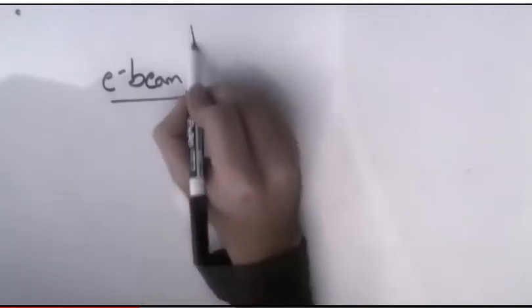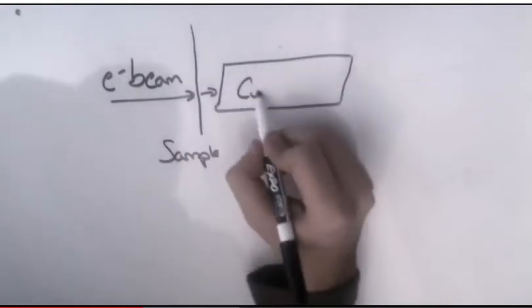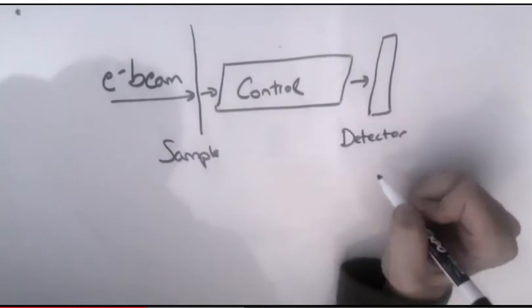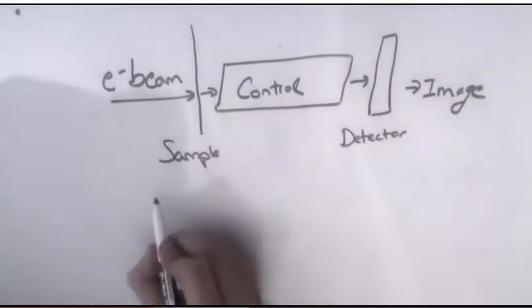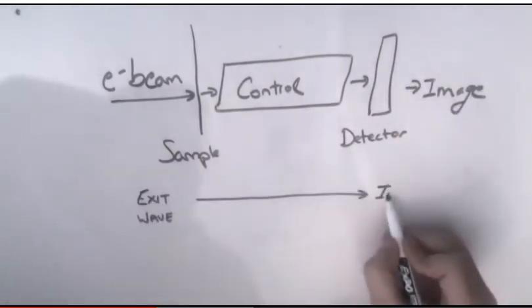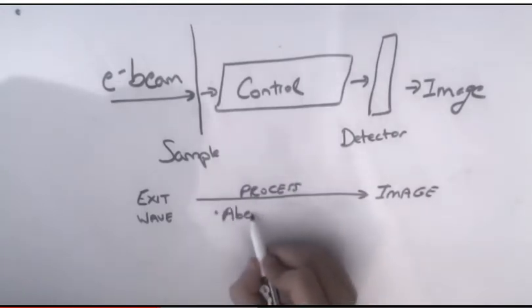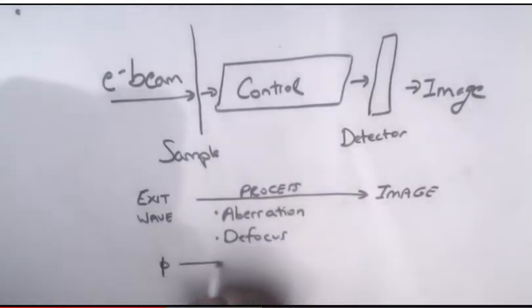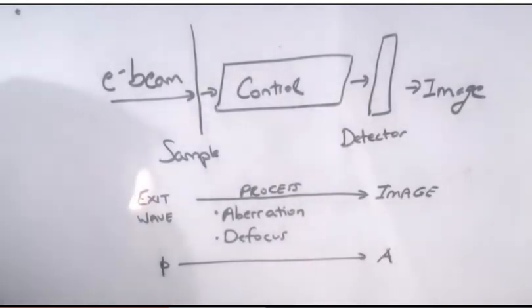The answer lies in how the HRTEM is set up. After the electron beam passes through the sample, the exit wave undergoes processing before it reaches the detector and becomes the final image. Here we can model and affect the process it undergoes via aberration and defocus to understand how the phase changes before being recorded as amplitude.